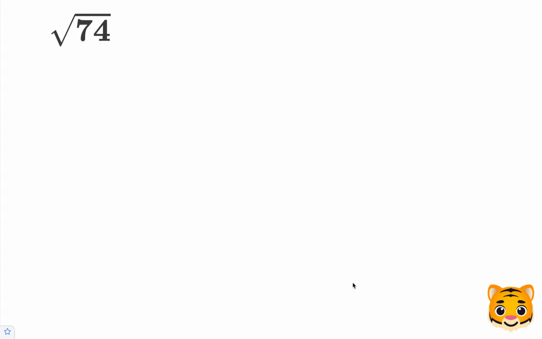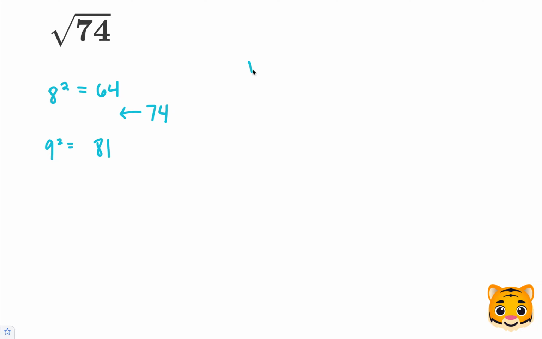In this example, we'll be evaluating the square root of 74 by rounding it to the nearest tenths place value. To do this, we want to think about perfect squares near 74. One example is 8 squared, giving us 64. While that's close to 74, it's less than 74. So we'll look at 9 squared. 9 squared is 81. We can see that 74 lies between 64 and 81.